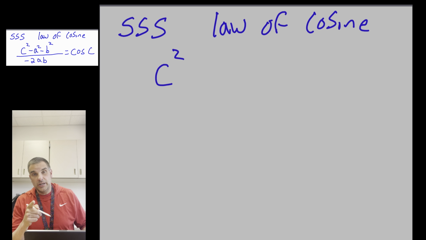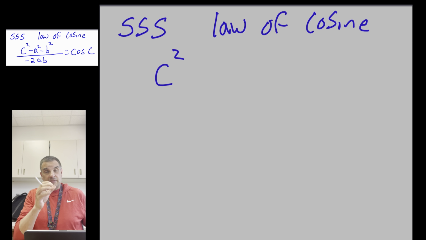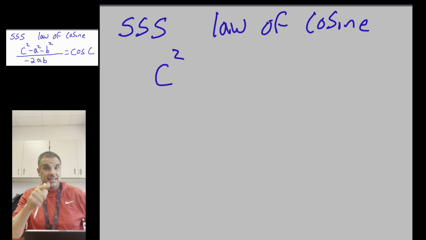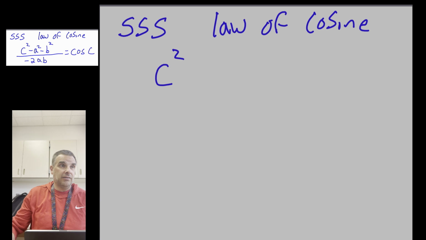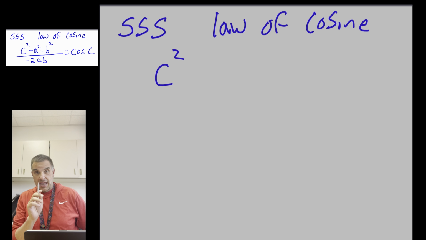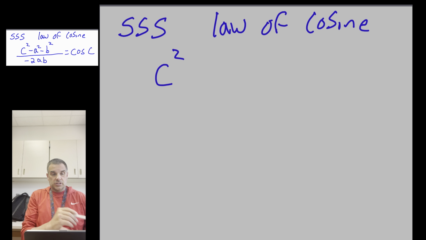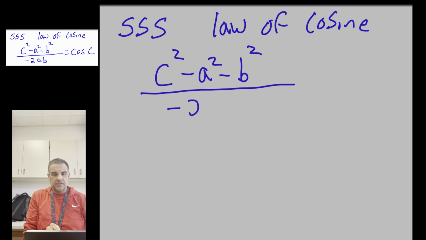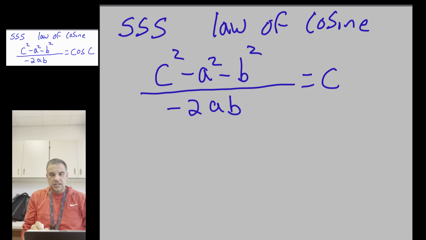Now that c squared, that c value there is the value of the side opposite the angle that we're trying to find, and that's key. That's got to be the side opposite the angle we're trying to find. So it's going to be c squared minus a squared minus b squared, all divided by negative 2ab. And that's going to equal the cosine of C.